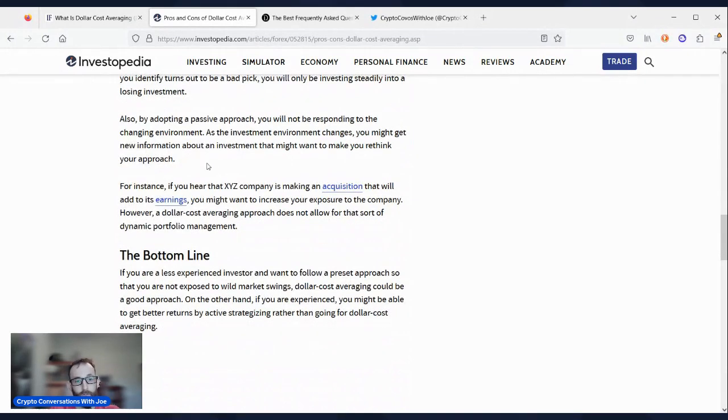For instance, if you hear that XYZ company is making an acquisition to add to its earnings, you may want to increase your exposure to that company. However, the dollar cost average approach does not allow you to do that for dynamic portfolio management. Now, that is true in some cases. For people like you and me who are small time, small fishes, we can go on our app and say, instead of buying $10 a month, I want to buy $50 a month, and vice versa.